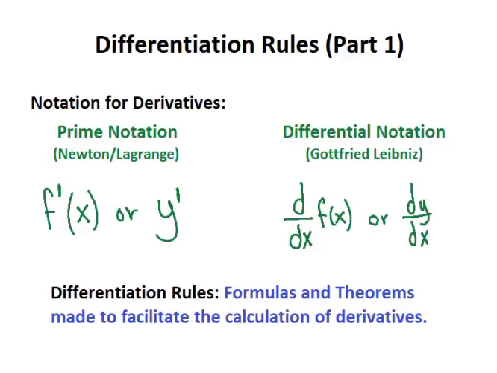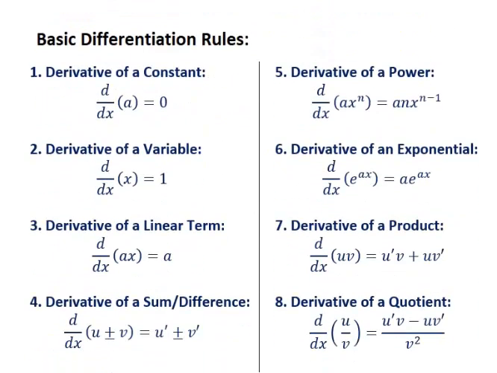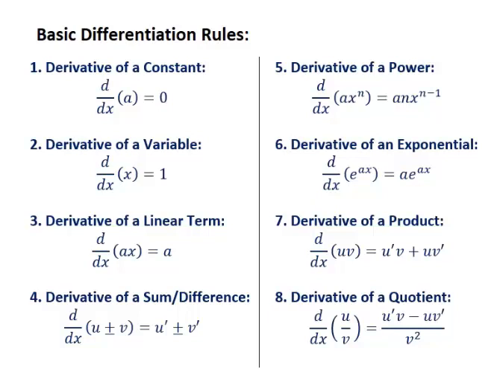We're going to use differentiation rules, which are formulas and theorems that are going to help us make calculations easier. So, which are those formulas or theorems that we need to understand? Well, there are several differentiation rules. We're just going to work with 8 in this video. Well, 7. Number 1, derivative of a constant.